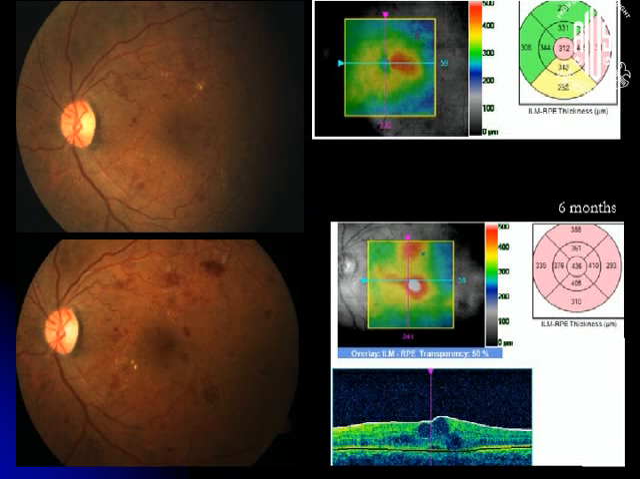Like in this patient here, this is at baseline. The patient we thought did not have clinically significant macular edema, but you can see that there is a significant extrafoveal thickening. And over 6 months, the patient progressed to clinically significant macular edema.